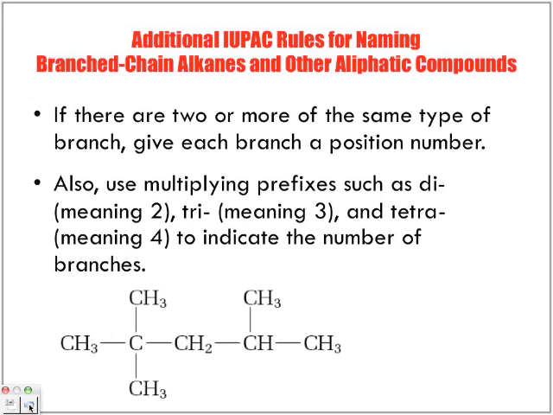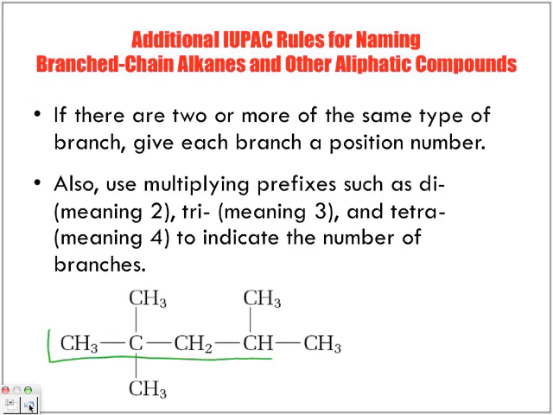Additional IUPAC rules for naming branched chain alkanes and other aliphatic compounds. If there are 2 or more of the same type of branch, give each branch a position number. So we're going to give it pretty much a number. Also use multiplying prefixes such as di to represent if we have 2 branches of the same name, of the same group. Tri if we have 3, tetra if we have 4, however many we've got, to tell us pretty much how many branches. So what's important is that we first identify the main chain.